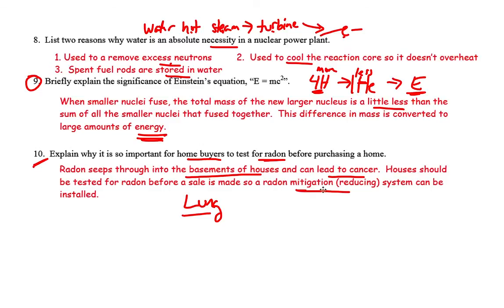Usually just installing a mitigation system, which is like a fan that draws the radon out and up along the side of the house, by the chimney usually, and up and out. And that makes it safe in your basement. But it seeps through the rocks from the uranium decaying naturally. And like I said, it is dangerous because it does cause lung cancer.